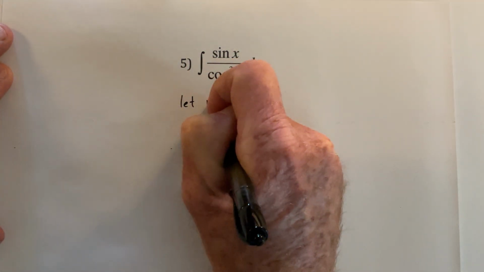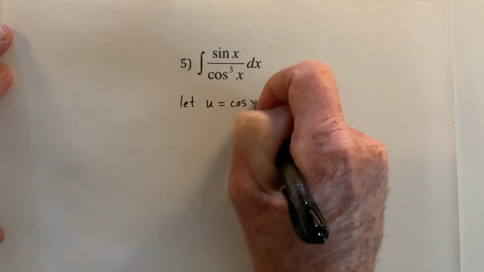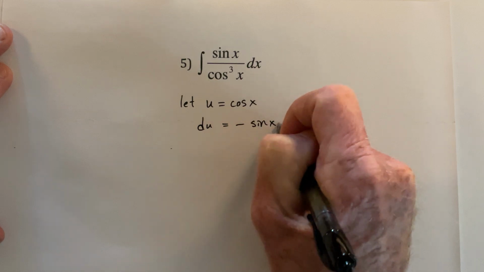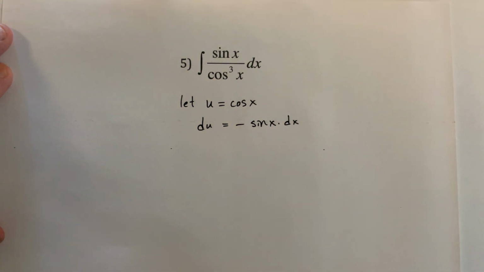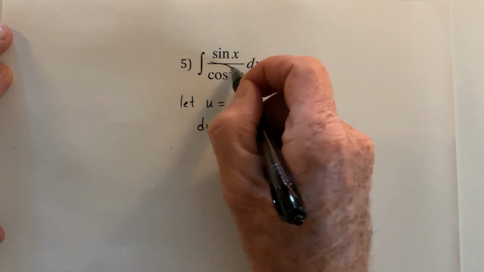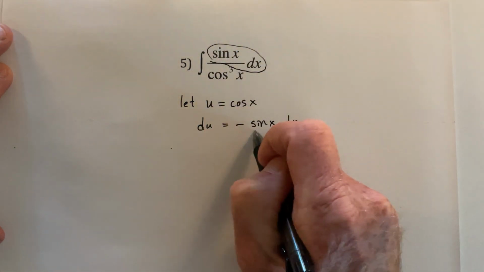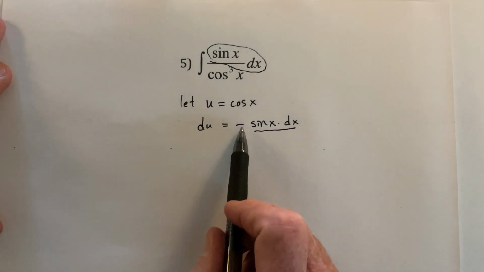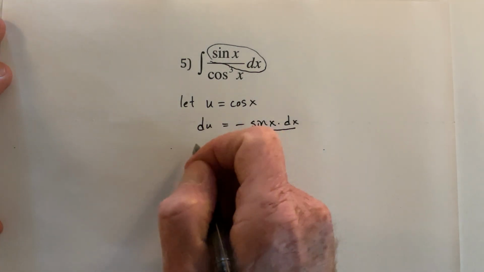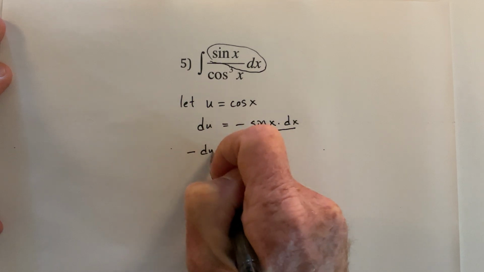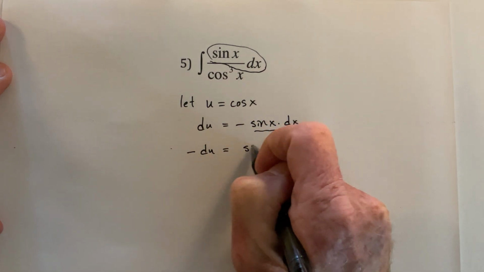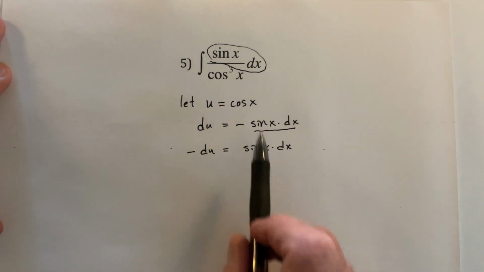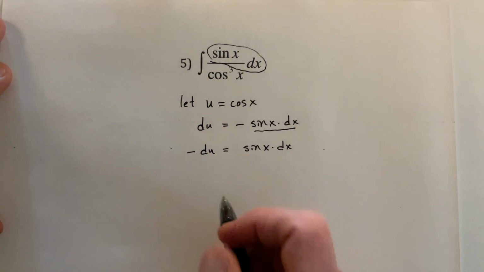So start by letting u equal the cosine of x. The derivative of that will be negative sine of x, and then times dx. And then this has sine of x times dx, and this has sine of x times dx. Perfect. The only thing is I need to move this negative sign. So either multiply both sides by -1 or divide both sides by -1. The result is the same. And now this is matching the original problem exactly.